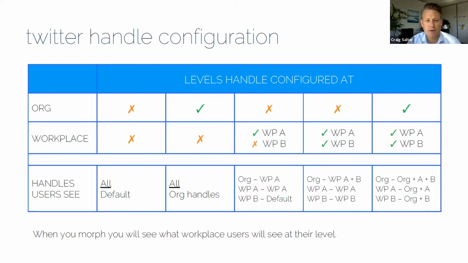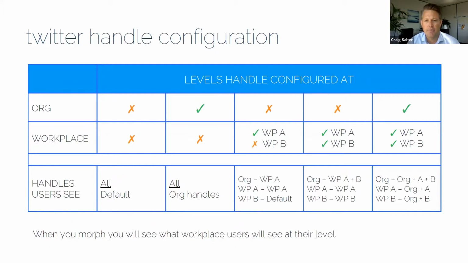If we move across one further, we can see that the organisational level hasn't been configured. One workplace has been configured and another workplace hasn't. So Workplace A, yes, configured. Workplace B, no, not configured. So what will users see in these instances? At the organisational level, the organisational users will see the Twitter handles that have been configured for Workplace A. Workplace A will obviously see the Twitter handles configured for Workplace A, but your users in Workplace B will see the default handles. And this is important to recognise and understand in the sense that nothing is shared between workplaces. So Workplace B has no visibility of Workplace A. In this instance, they're still on the default settings.